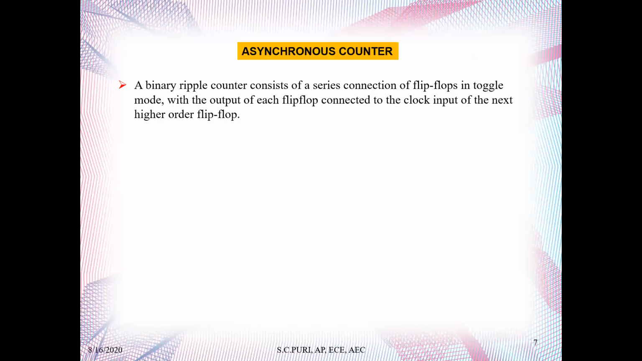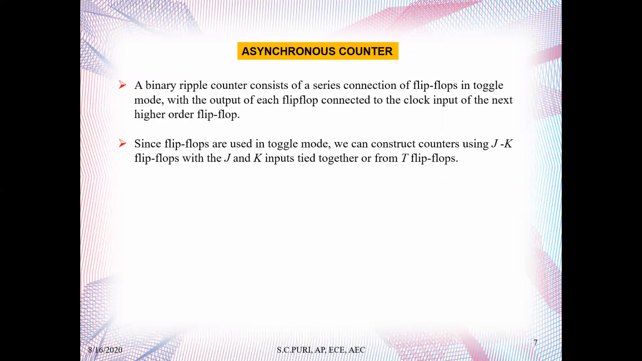Now coming to asynchronous counter operation. A binary ripple counter consists of a series connection of flip-flops in toggle mode, with the output of each flip-flop connected to the clock input of the next higher order flip-flop. Since flip-flops are used in toggle mode, we can construct counters using JK flip-flops with the J and K inputs tied together to form T flip-flops.